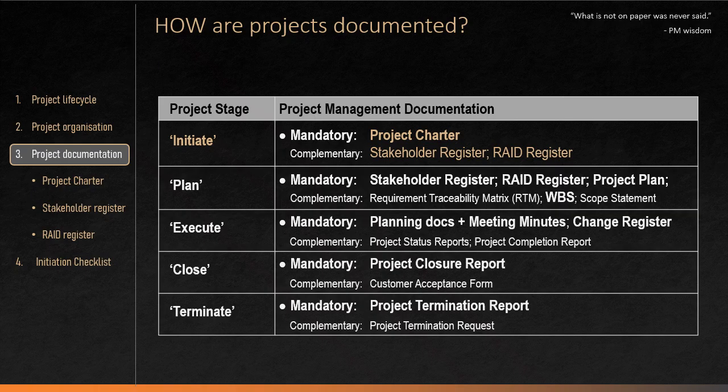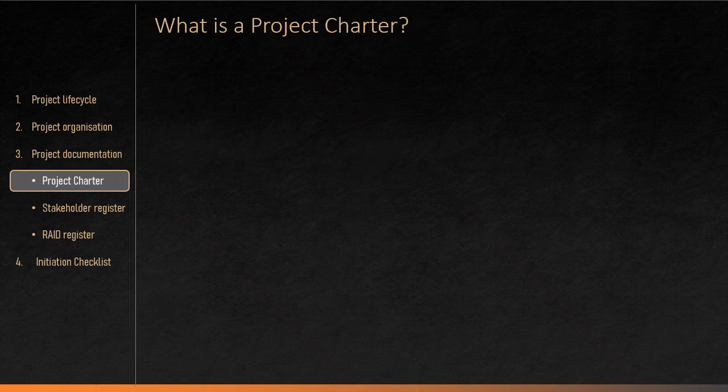On the slide, you can see which project management documents I consider to be mandatory or optional for each lifecycle stage of a project. For the project initiation stage, the project charter is a mandatory document, while the project stakeholder register and RIDE register are not always mandatory, but they are strongly recommended. The only mandatory document to be developed and approved during the project initiation stage is the project charter.